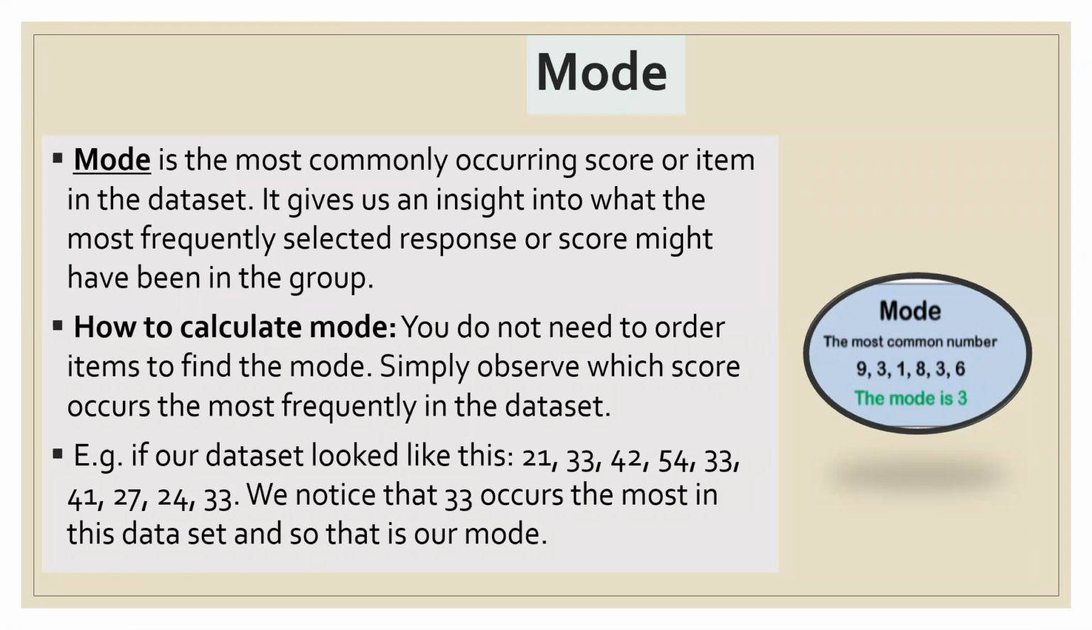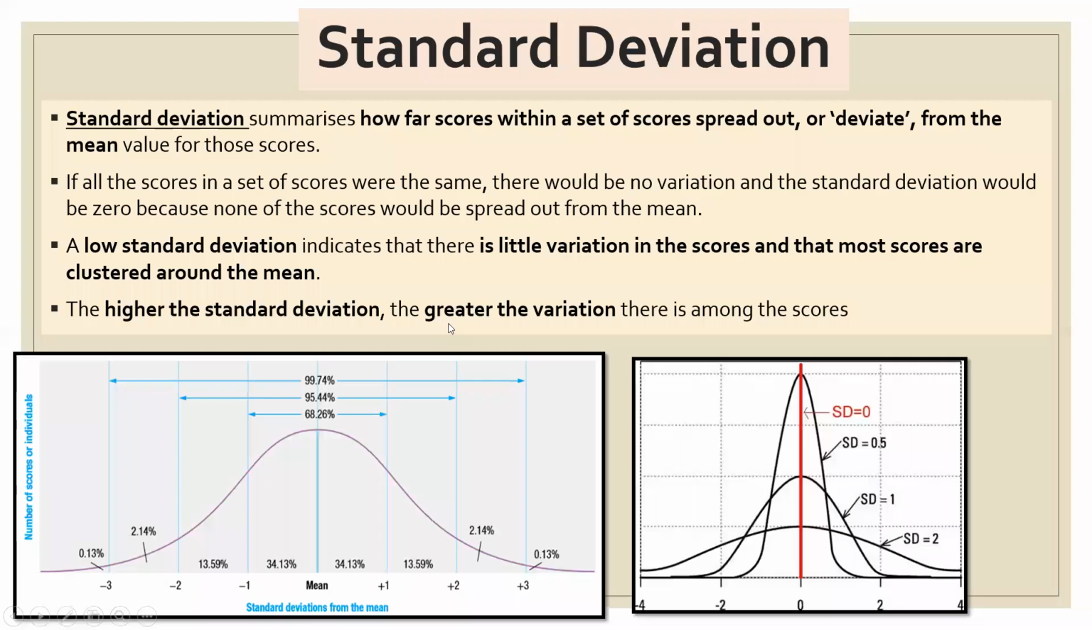Modes are important because they give us an insight into the most frequently selected response or the most frequently stated duration of sleep, or whatever we're measuring. Sometimes it's good to use the mode in conjunction with the mean. And you guys know how to calculate mode. You just look at which number occurs most in a data set. Mode stands for most occurring number. So that's basically it.